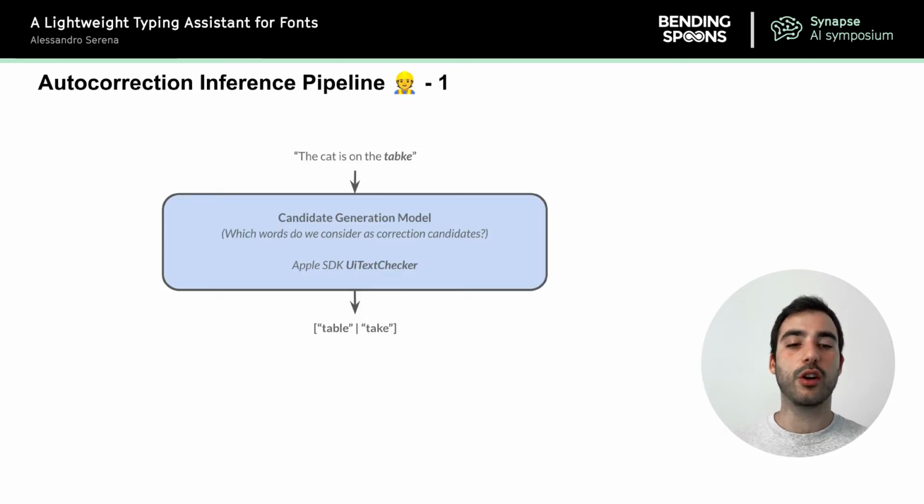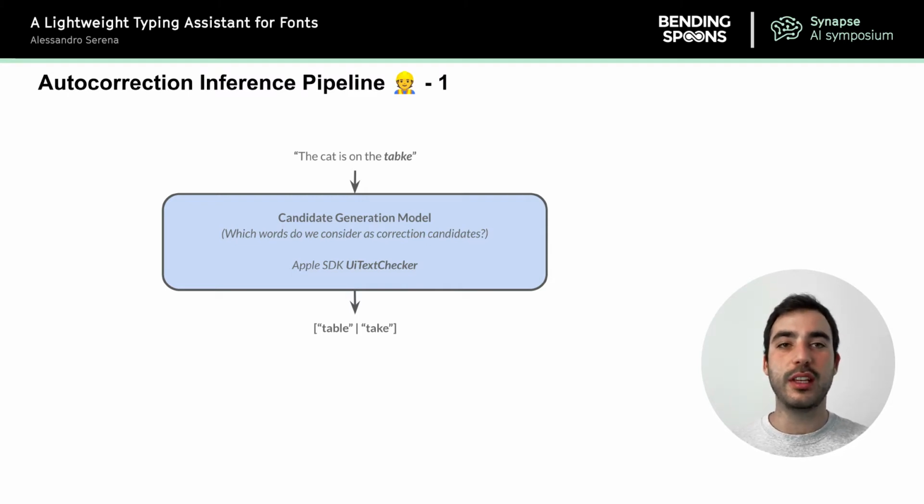So now let's go over the inference pipeline for autocorrection, for example, to understand how this system is built and how it works. Let's take for this example a sentence that a user has typed, which is "the cat is on the tab key." First of all, we need to understand which words we want to consider as correction candidates.